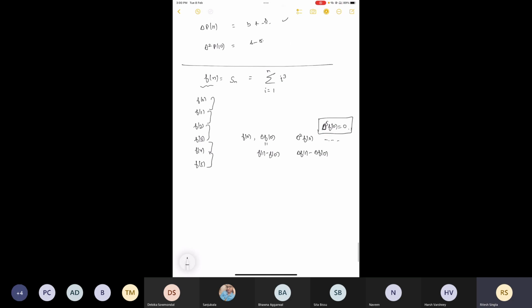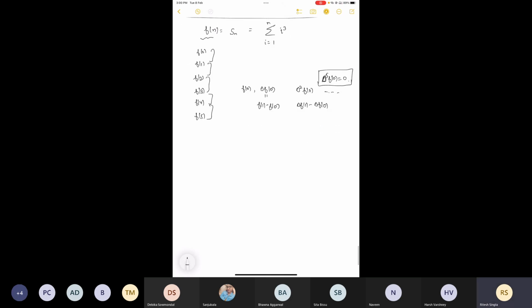And not only for f of 0, do one thing. Start with any f of n. F of n, the first difference of f of n, the second difference, and so on, up to the fifth difference of f of n for any n. You will get this to be 0.